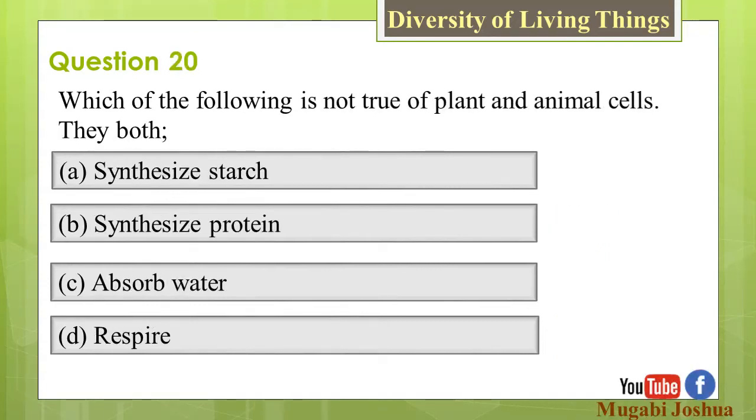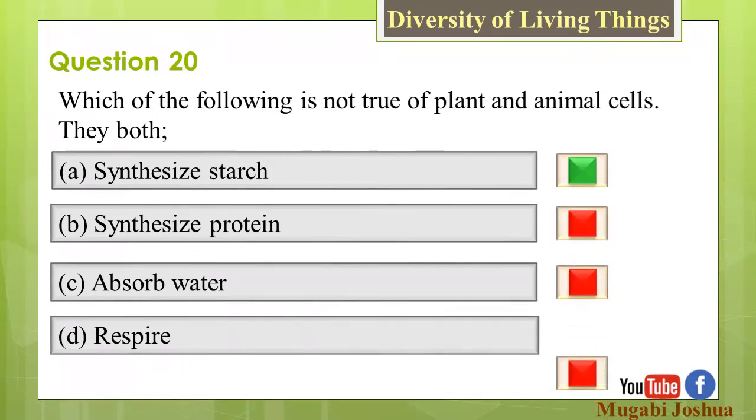Question 20. Which of the following is not true of plant and animal cells? They both A. Synthesize starch. B. Synthesize protein. C. Absorb water. D. Respire. Which of the following is the correct alternative? The correct alternative is A. Synthesize starch.